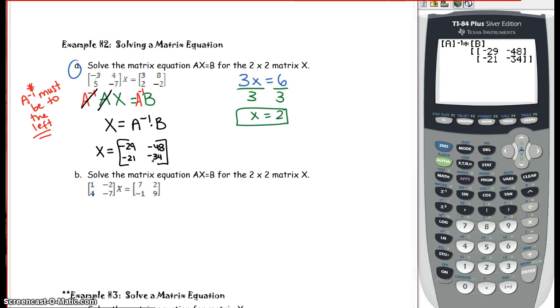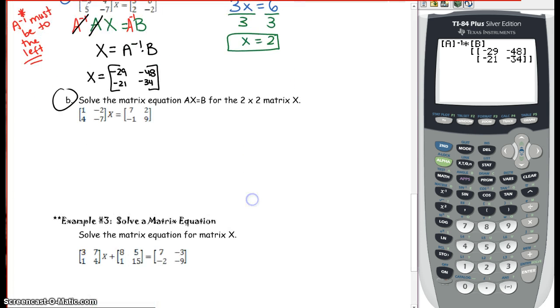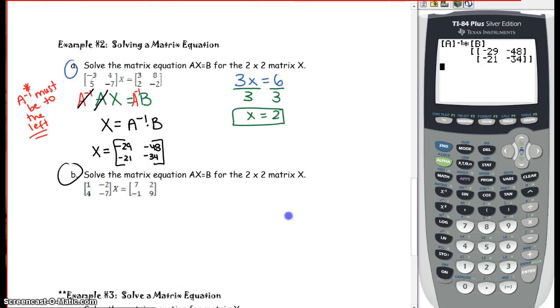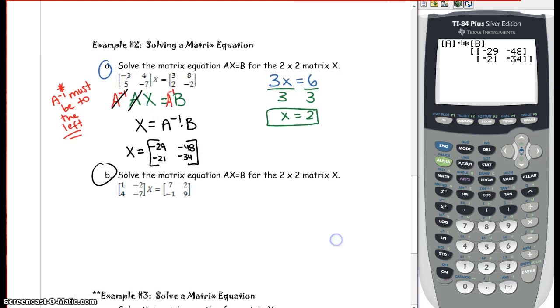Awesome job. All right. When you come into class tomorrow, we are going to go over B and all the examples of example number 3. I do want you to make sure you bring a calculator, borrow it from somebody if you don't have one, please, or download it on your iPhone so that we can use it in class.